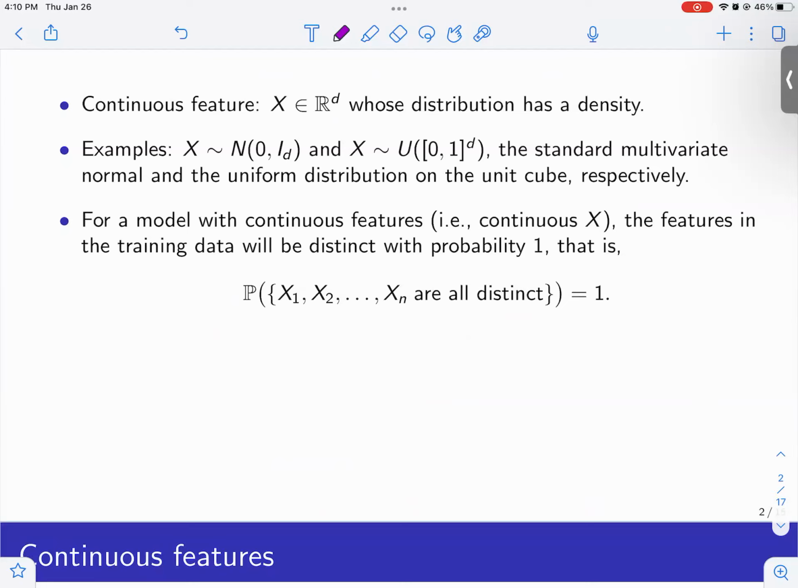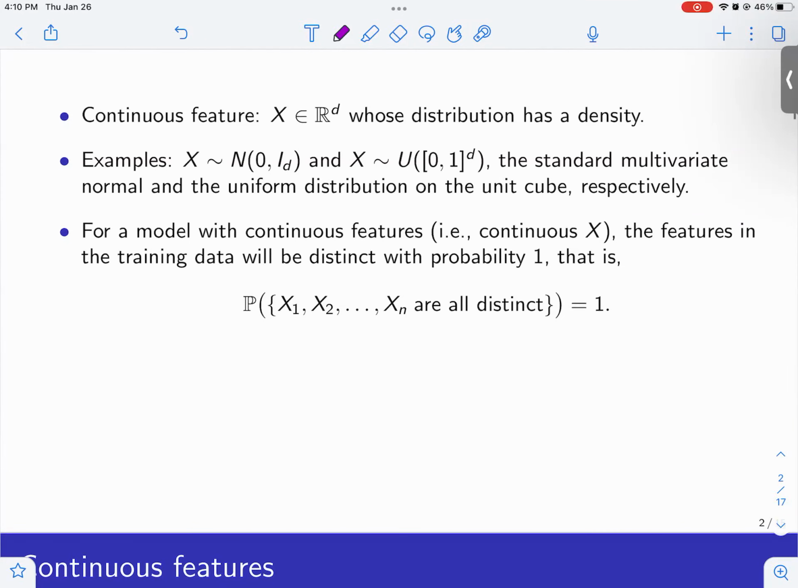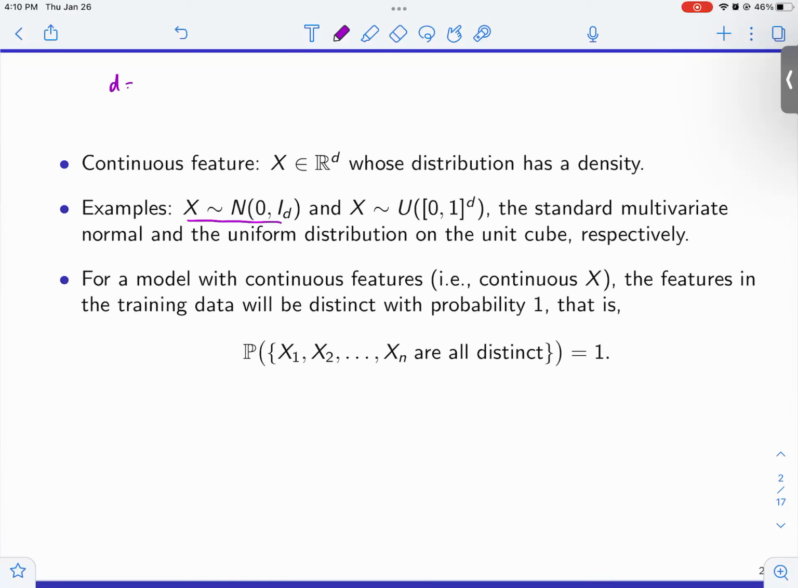So let's suppose they have a continuous feature. By a continuous feature, I mean some feature in R or R^d whose distribution has a density, a usual density that you know. For example, X could be a multivariate normal, or just a single normal variable if d is 1. So X could be normal(0, 1), which has this density. And then X could be uniform on (0, 1).